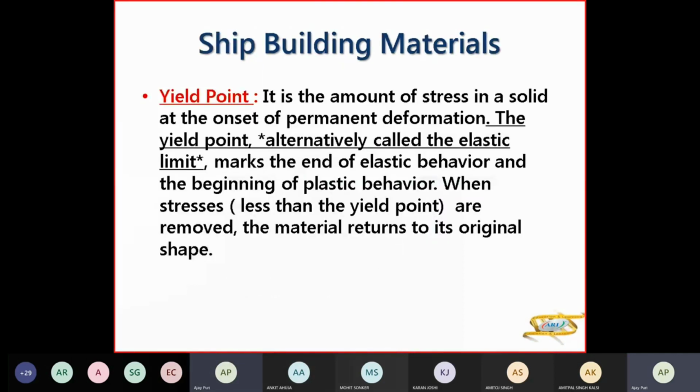Now we come to the yield point. So the yield point is the amount of stress in a solid at the onset of permanent deformation, because after this you will have permanent deformation. So it is also known as the elastic limit, which marks the end of elastic behavior and the beginning of plastic behavior. So when stresses which are less than the yield point are removed, the material returns to its original shape.